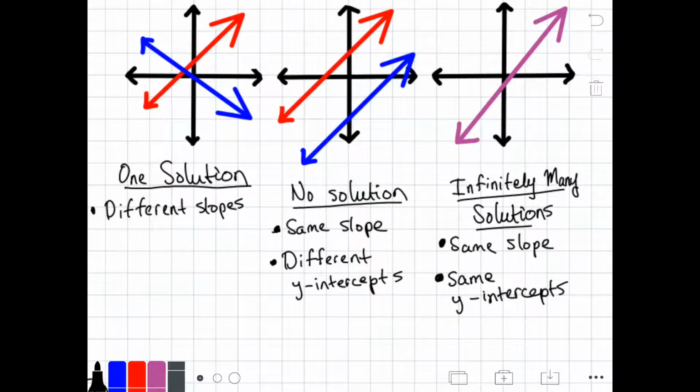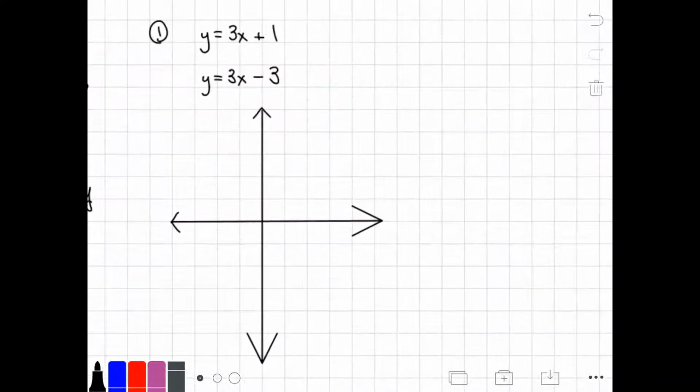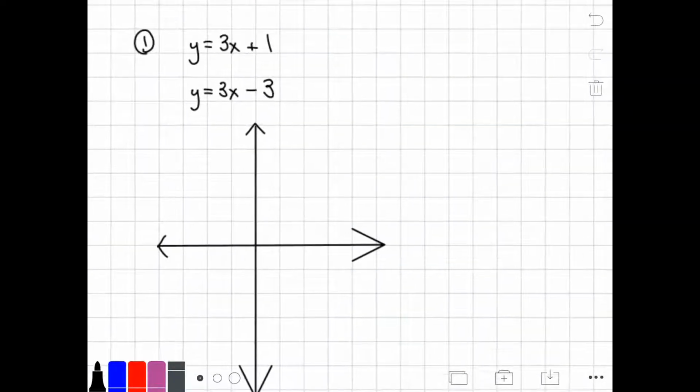We can also find whether or not we have one solution, no solution, or infinitely many solutions algebraically. We've already done plenty of examples using one solution. Now we're going to see how we can find algebraically no solution or infinitely many solutions. So I'm going to take a look at my first example here.